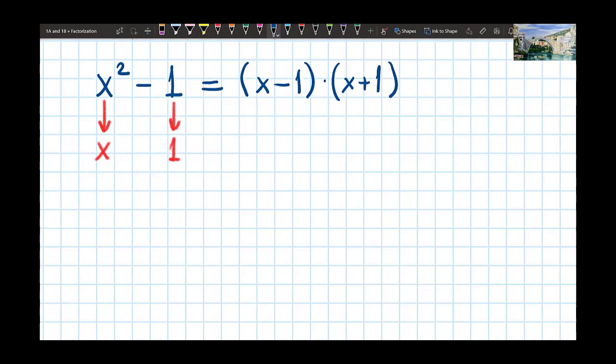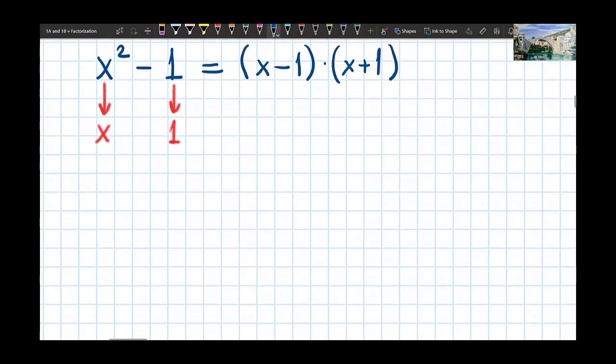It will be the same. It doesn't matter because multiplication has the commutative property. x plus 1 times x minus 1 or x minus 1 times x plus 1, they are equal to each other. So that's the factorized form. It's so simple. One more.